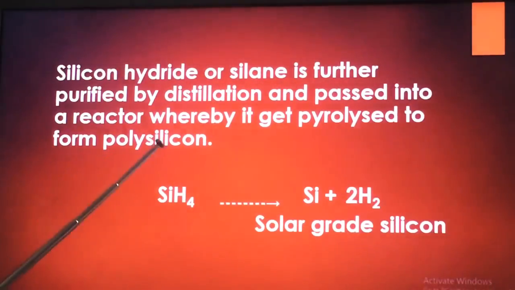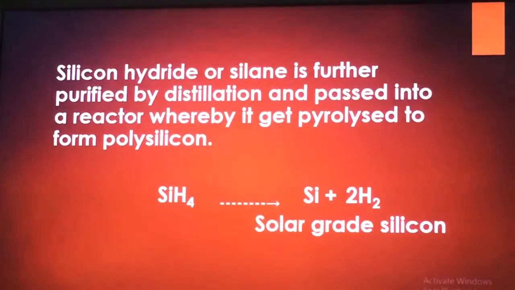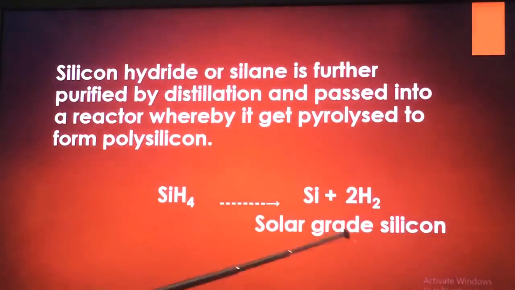It is further purified by distillation, and passed to a reactor whereby it gets pyrolyzed. Pyrolyzed means it will break down at higher temperature, forming silicon, and hydrogen is released. The silicon thus obtained is the solar grade silicon. So this is how solar grade silicon is prepared by the union carbide process.